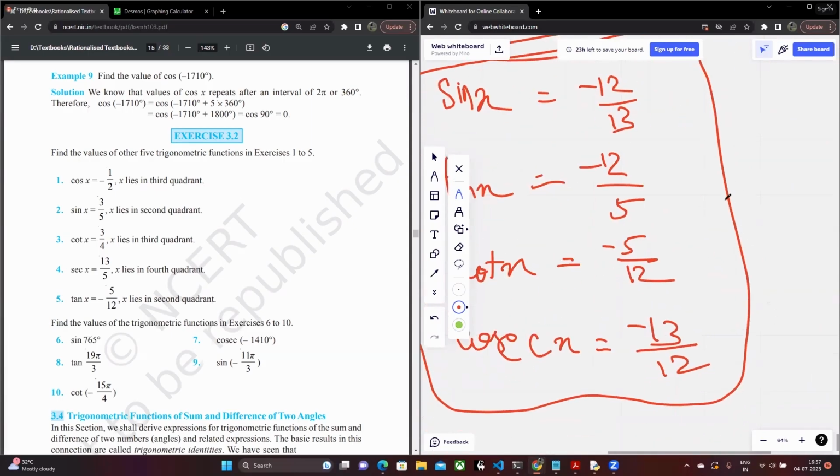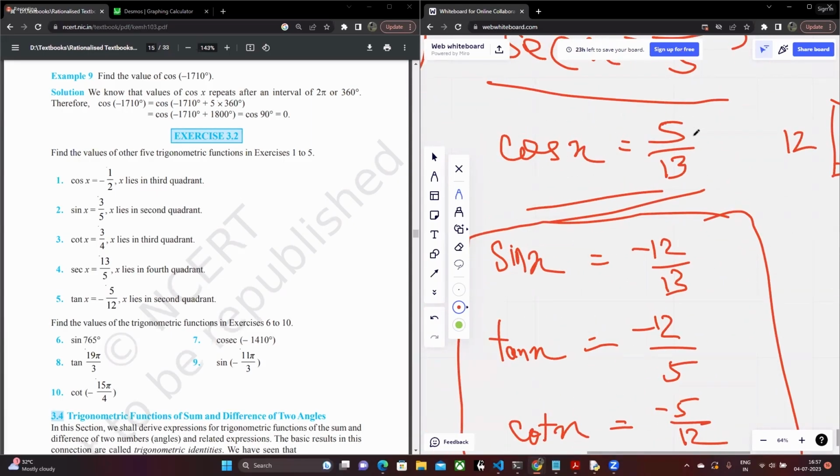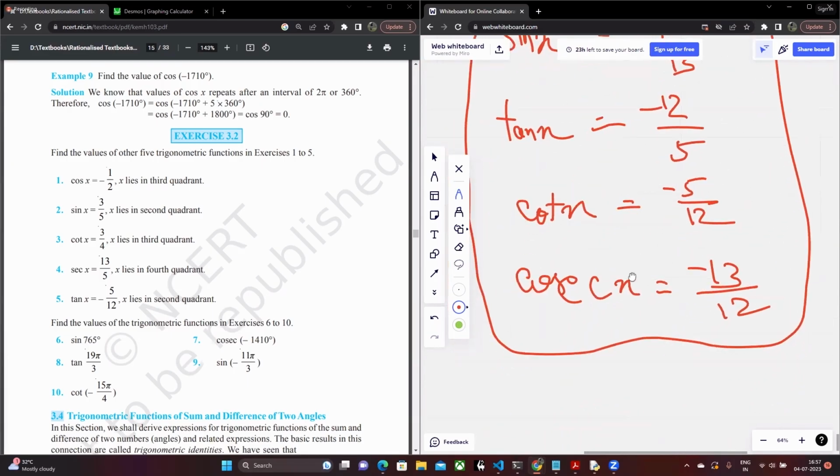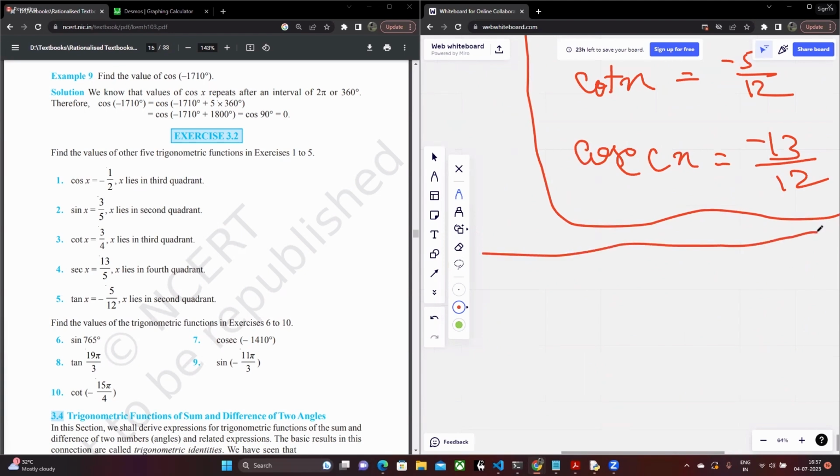Right. These are the 5 values. Cos x is 5 by 13. Sin x is minus 12 by 13. And then cosecant x is minus 13 by 12. Tan x is minus 12 by 5. And cot x is minus 5 by 12. That's question number 4. Going to question number 5.